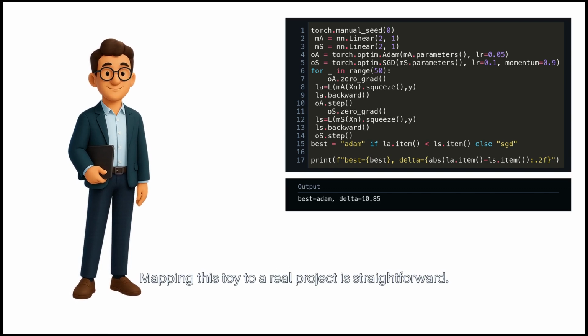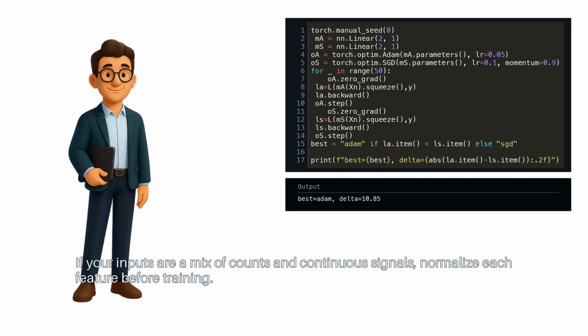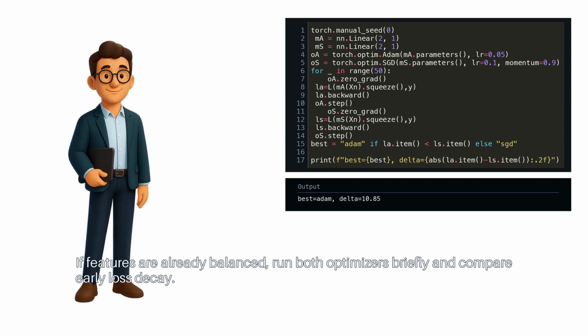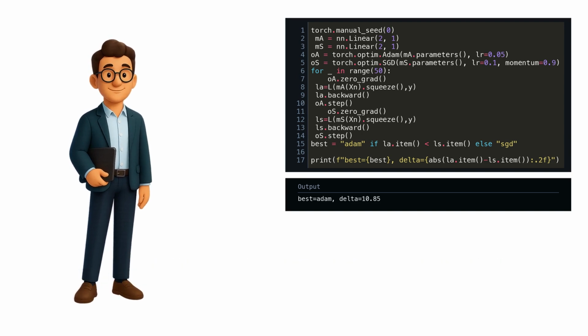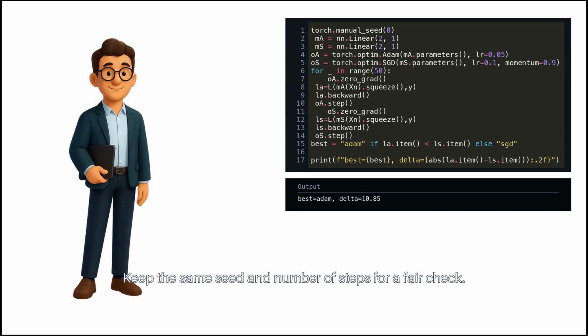Mapping this toy to a real project is straightforward. If your inputs are a mix of counts and continuous signals, normalize each feature before training. If features are already balanced, run both optimizers briefly and compare early loss decay. Keep the same seed and number of steps for a fair check.